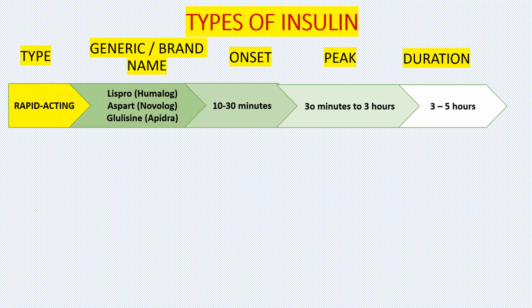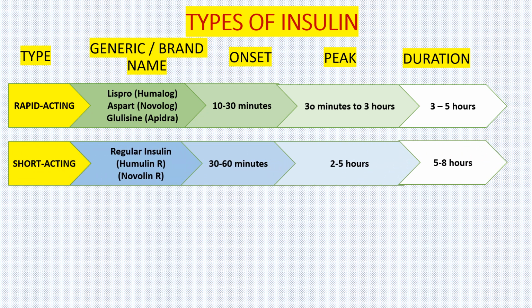So to start with, we have rapid-acting insulin like Lispro, Aspart, and Glulisine. So 10 to 30 minutes for the onset, 30 minutes to 3 hours for the peak, and 3 to 5 hours for the duration. Now, short-acting, we have the regular insulin, around 30 to 60 minutes for the onset, 2 to 5 hours for the peak, and 5 to 8 hours for the duration.